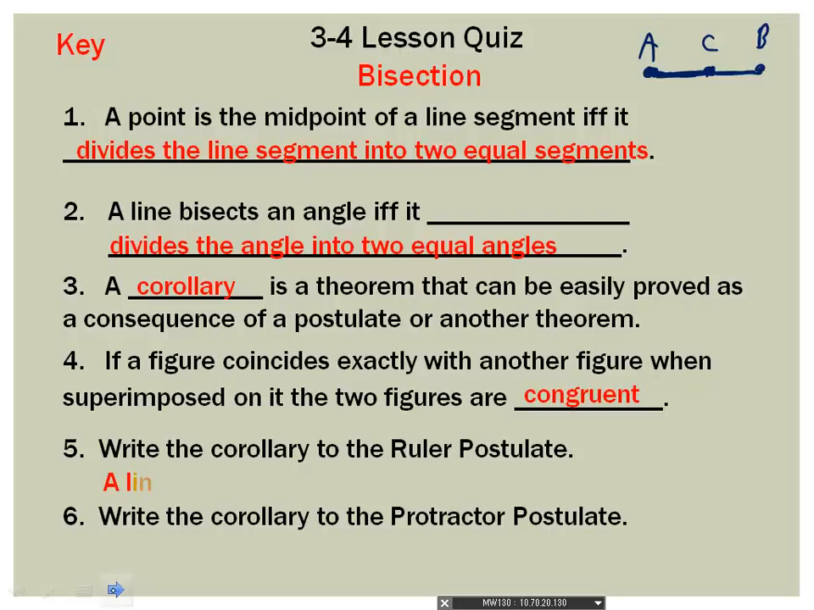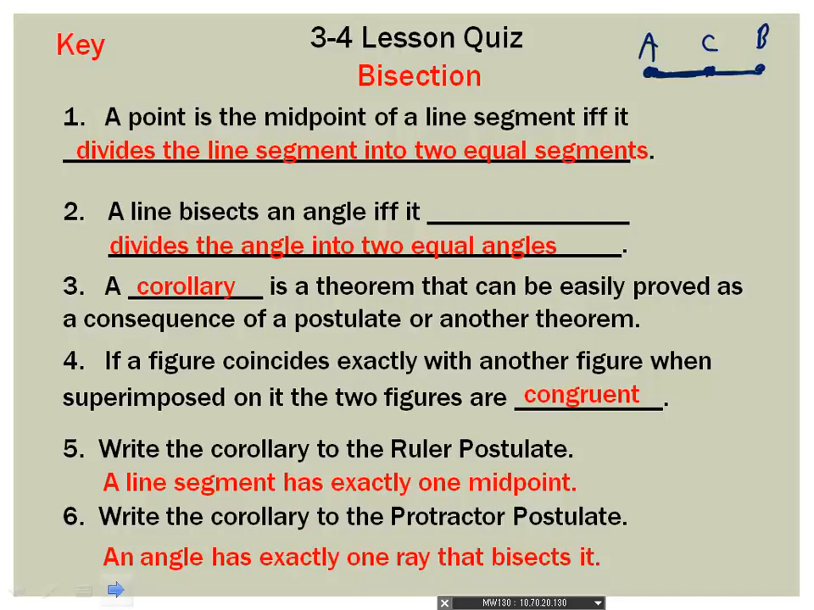Corollary to the ruler postulate is the line segment has exactly one midpoint. Corollary to the protractor postulate is an angle has exactly one ray that bisects it. All right, these are the basics of these two lessons. So that should give you some framework that you can grab onto so that you know what the key points are.